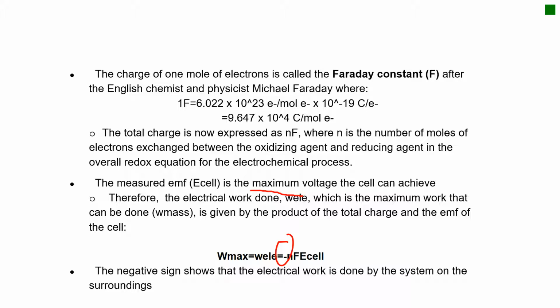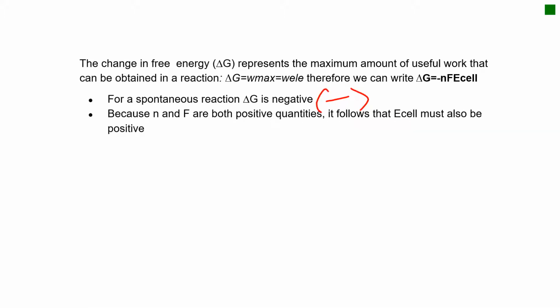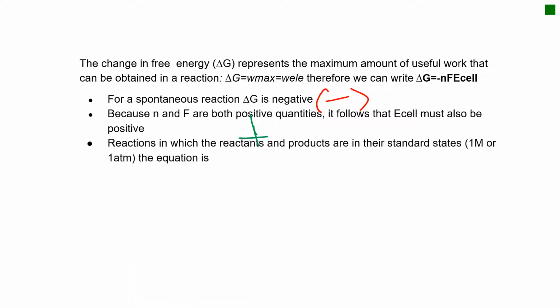Or the system would also be the galvanic cell. So the change in free energy, or delta G, represents the maximum amount of useful work that can be obtained in a reaction. So the free energy will equal the maximum amount of work done, which equals the electric work. Therefore we can write delta G equals -nFE cell. For a spontaneous reaction, delta G will be negative because n and F are both positive quantities. It follows that the E cell must also be positive.